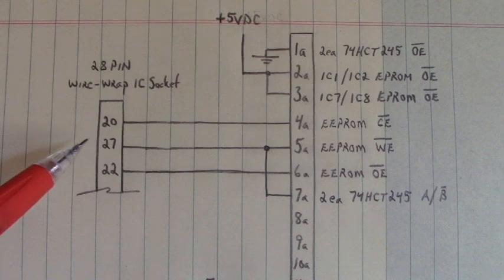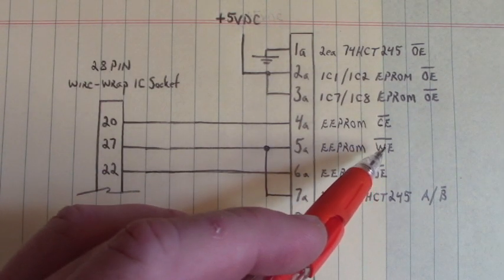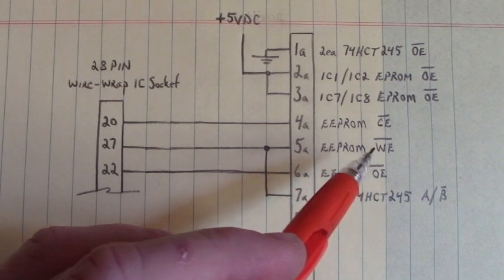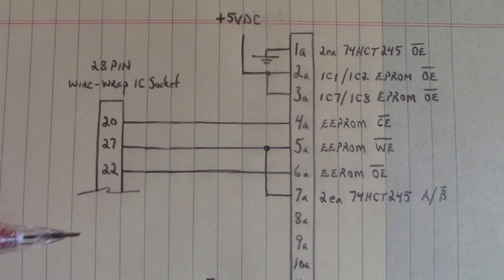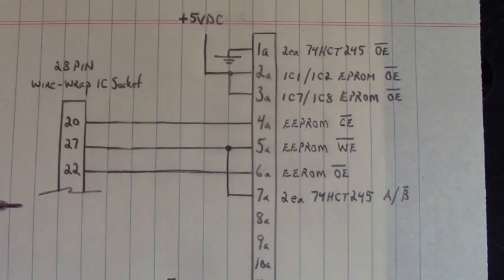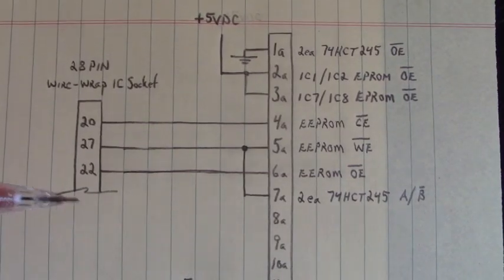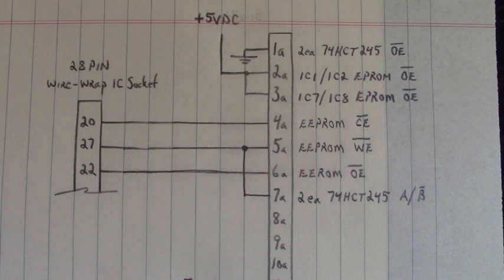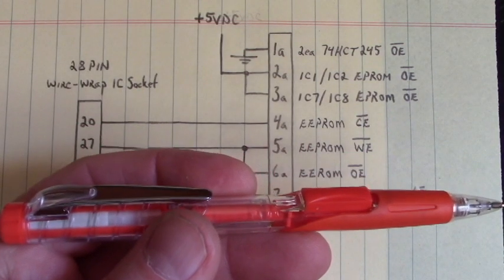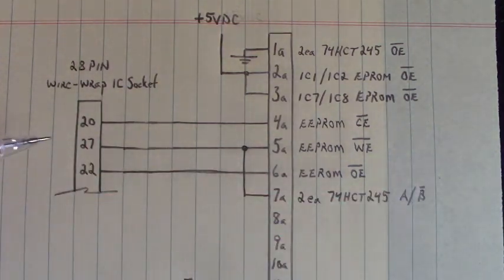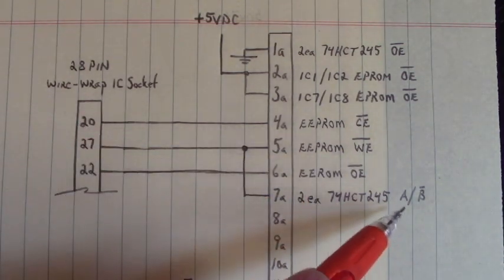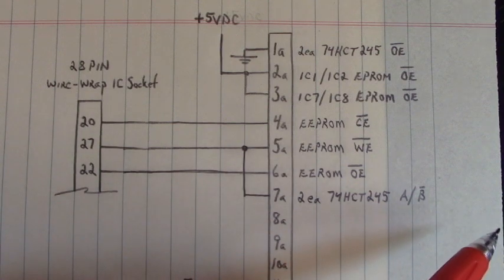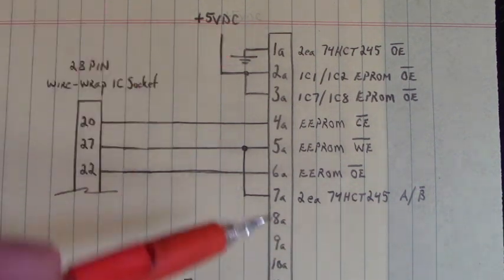So when we're writing to the E-square prom, the B side, the direction, remember we talked about the direction, the B side is low. So data flows from the programmer into the EEPROM, the E-square prom. And when we're reading, 27 is high, we're in read, and data flows from the A side, the E-square prom side, to the B side, the connector side, back to the programmer.